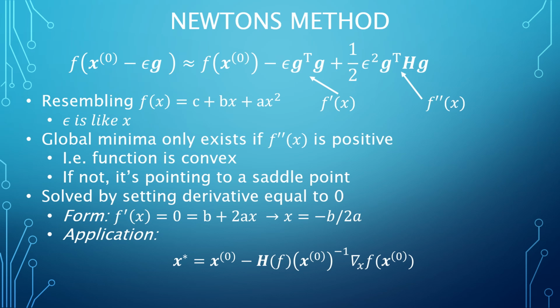This is assuming that the approximation function is convex. If the last term here is negative, we aren't completely lost. We know the function is converging to a saddle point.